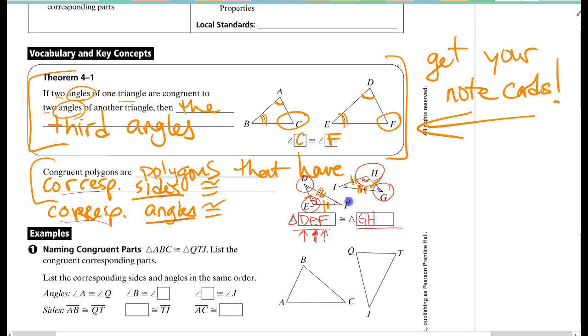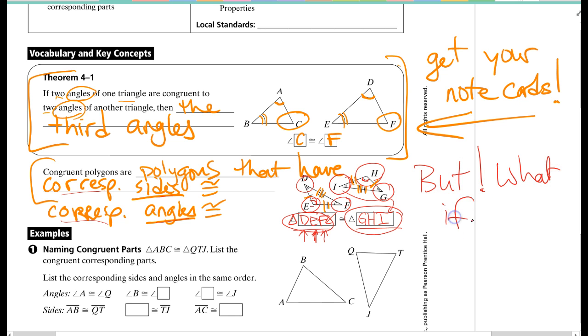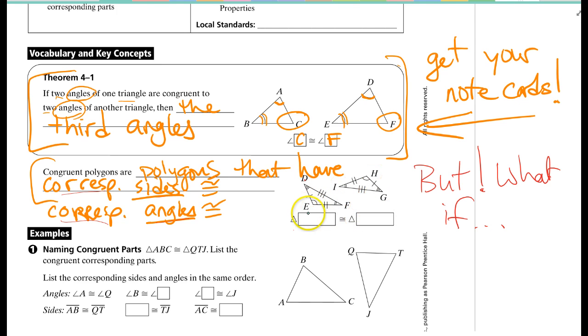And so that means F, which is the last one here, needs I to be the last one in this name. So if you said DEF, the only correct answer for this side is GHI. But what if you used, instead of DEF, you called this triangle EFD?